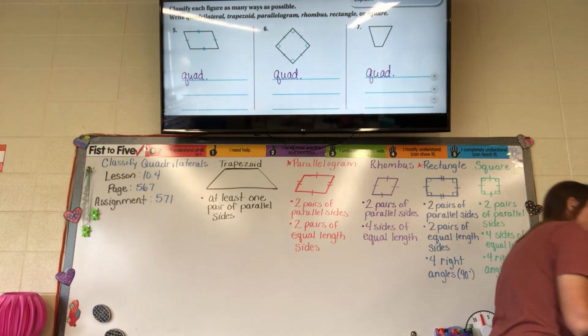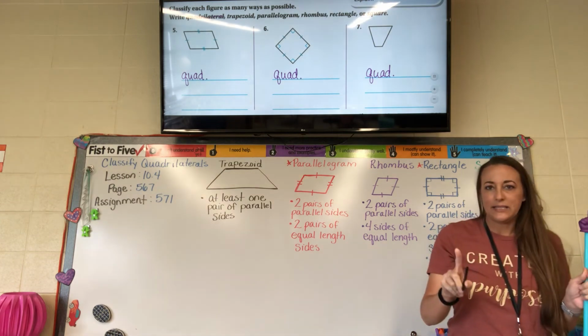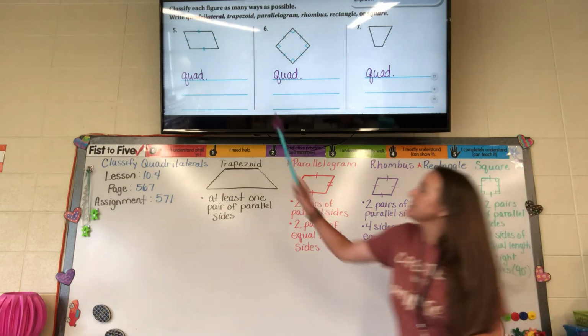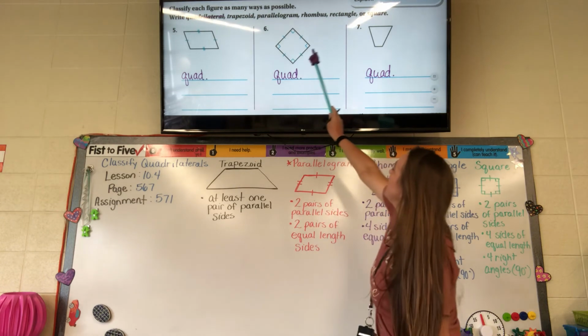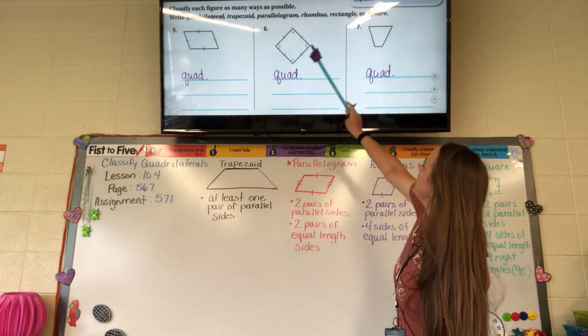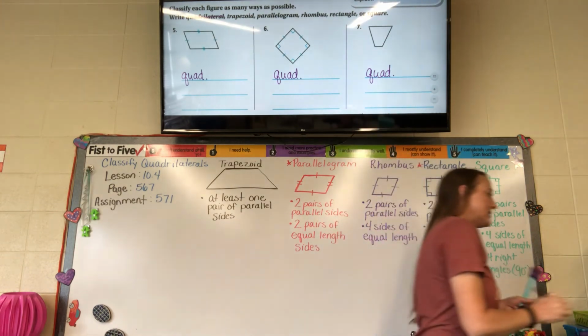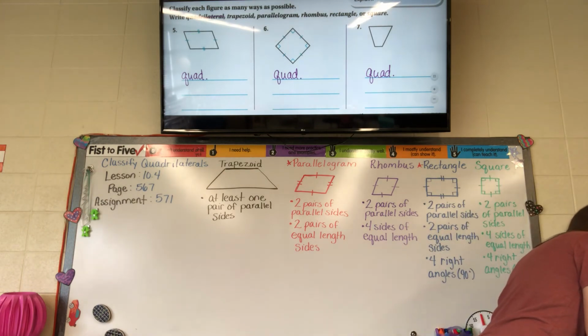So quadrilateral, we're done. Trapezoid, at least one pair of parallel sides. Parallel sides, yes. Parallel sides, yes. Parallel sides, yes. So all three of these guys are trapezoids.